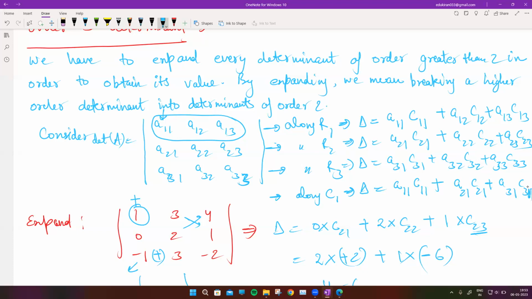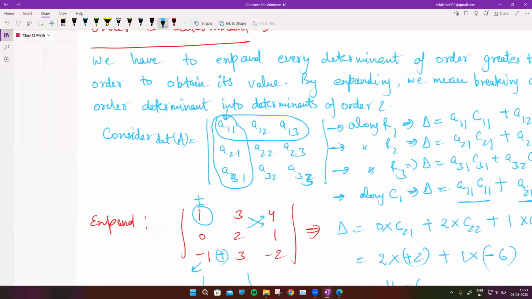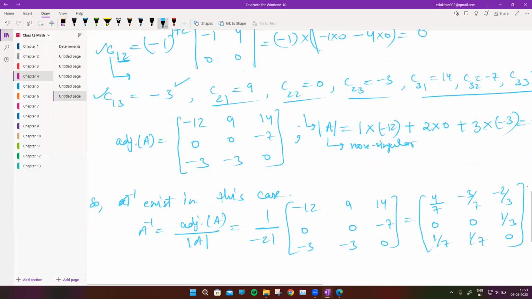So take any row or any column. Let's say I want to expand along the first column. I will take these 3 elements and multiply them with their corresponding cofactors. So I took A11, multiplied with C11, took A21, multiplied with C21, took A31, multiplied with C31, and added them. The same algorithm we have applied here in this question.